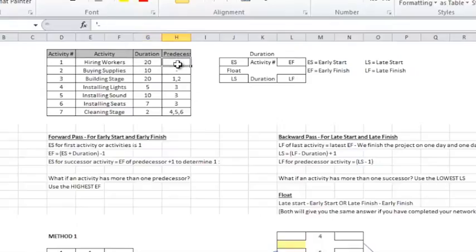And then what we have over here is predecessor. What comes before? And you remember that if an activity has no predecessor, which is true of items 1 and 2, then they are the first pieces of work that can occur, right? So keep that thought in mind.